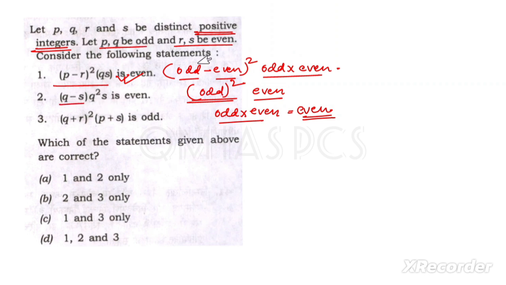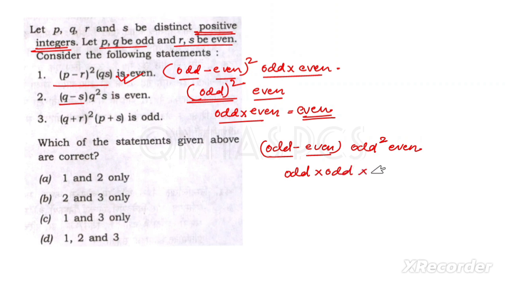Q is odd, s is even, that means odd minus even, then q square, that is odd square, and s, that is even. So odd square, that is odd, and even. Now tell me, odd multiplied by odd is odd, and odd multiplied by even is again even. No doubt in this one. So this one is even. That's right.